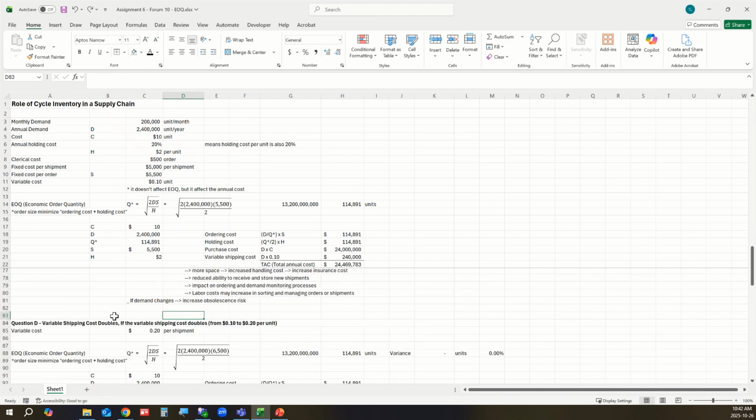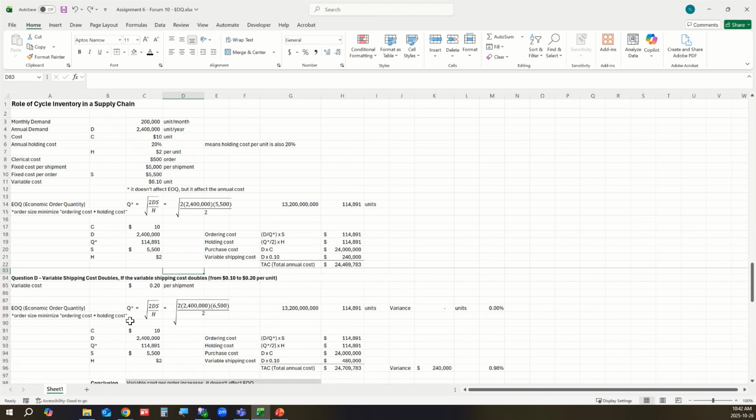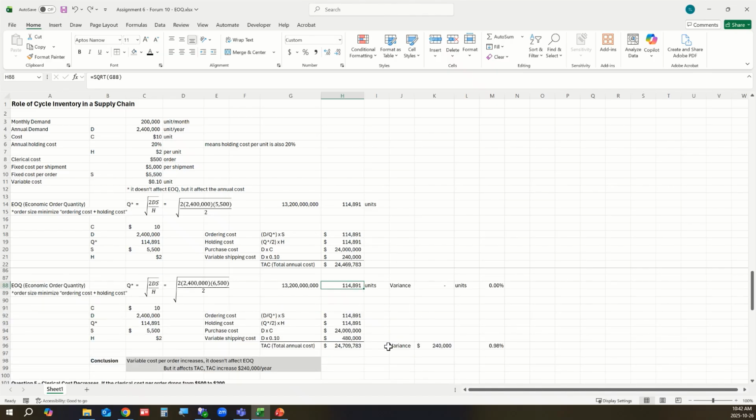Now we go to question D. Variable shipping cost doubles. If the variable shipping cost doubles from 10 cents to 20 cents per unit, it does not affect the economic order quantity, as I mentioned at the beginning. So the order quantity is still the same, 114,891 units, but it will affect the total annual cost.